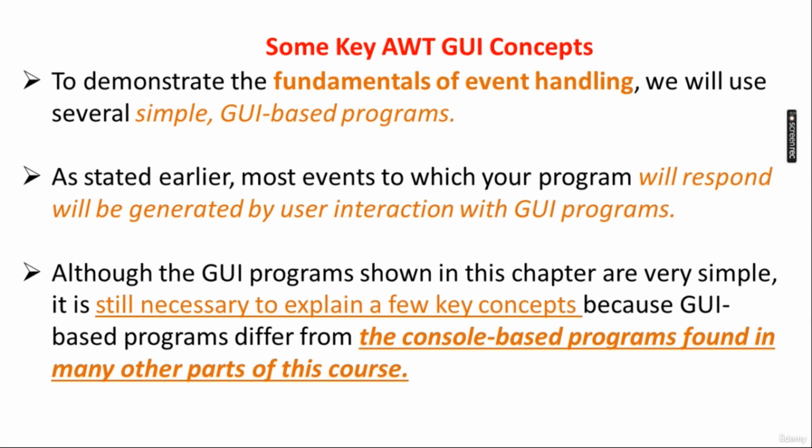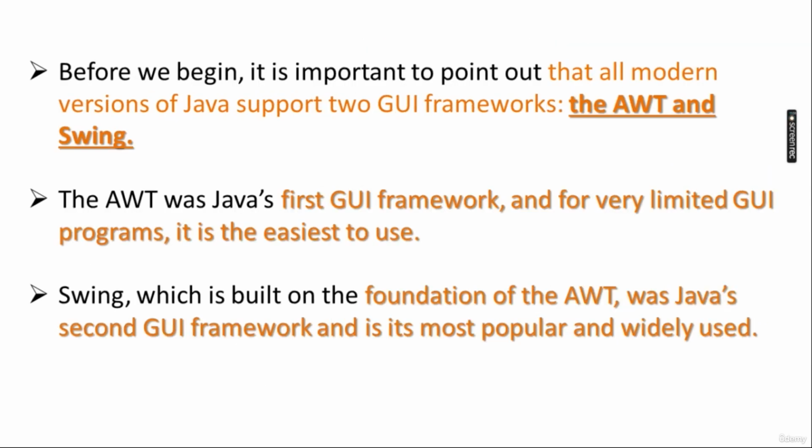Although the GUI programs in this chapter are very simple, it is still necessary to explain a few key concepts related to GUI based programs, because they differ from the console based programs found in many other chapters of this course. So for building small simple GUI based programs, we first have to differentiate the console based program and the GUI based program, because the functionality is different. The way they implement the events is different.